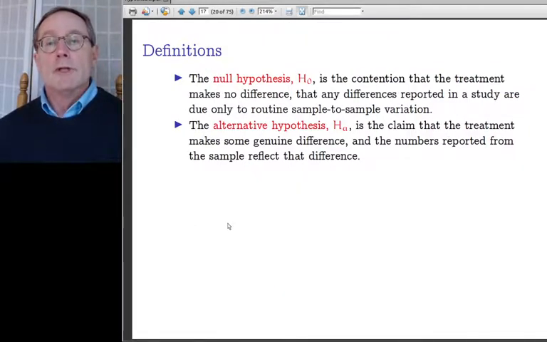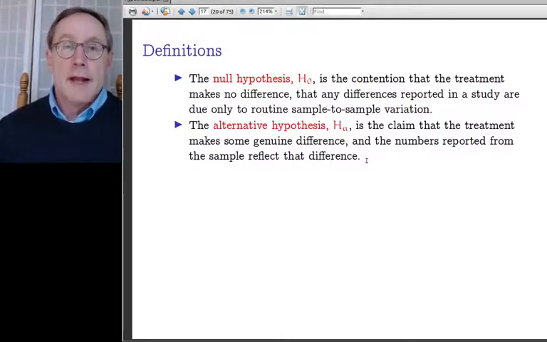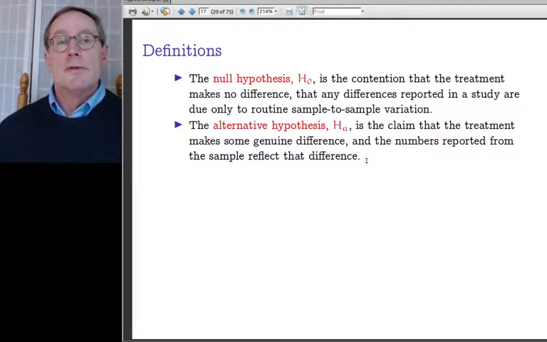So just to round out the different definitions. The null hypothesis, we've talked about it in a couple contexts now, so it's time to give it a definition. The null hypothesis, H0, is the contention that the treatment makes no difference. That if you report any difference in your study, it's only because of routine sample-to-sample variation. The alternative hypothesis is the claim that the treatment makes some genuine difference, that there's a genuine phenomenon here, and the numbers reported from the sample reflect that difference. Not that the sample number is the population number, but rather that the sample number varies from the nominal, 0.5 in the two examples I just did, because there's a genuine phenomenon happening.